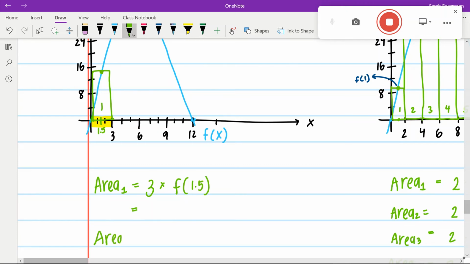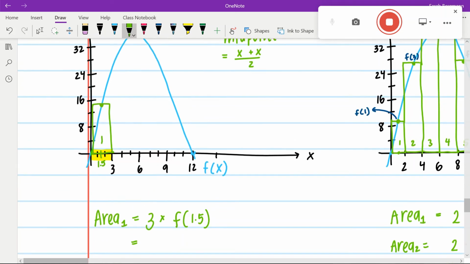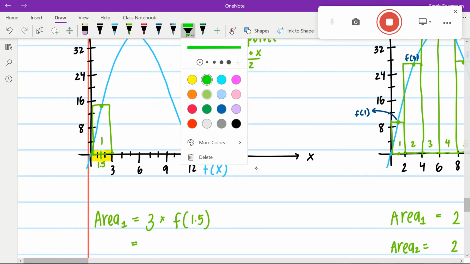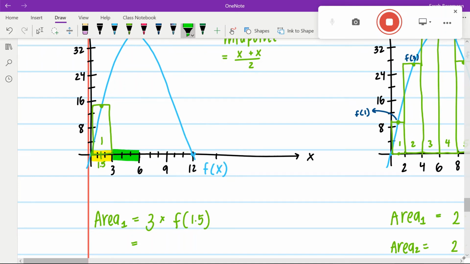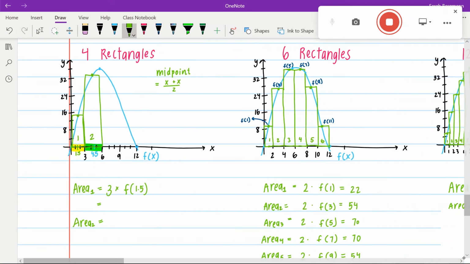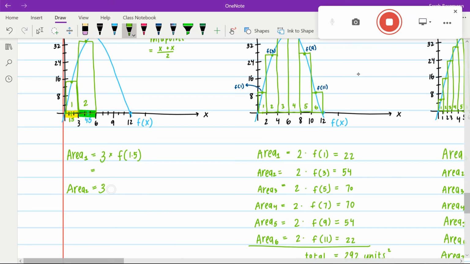For my second rectangle, I'm looking at this section from 3 to 6. The midpoint between 3 and 6 is 4.5. So I'm going to estimate. I'll just go up from 4.5. It looks like it's about here. It doesn't have to be perfect. There's my second rectangle. So to find the area of that second rectangle, the width is 3. The height, I'm using the midpoint, so I'm going to do f of 4.5.